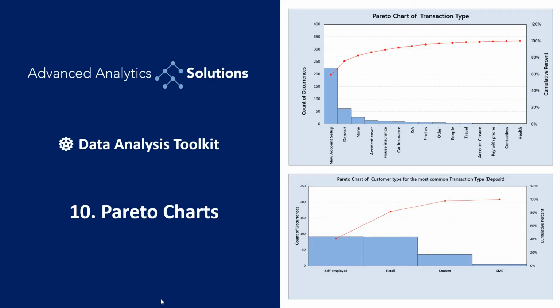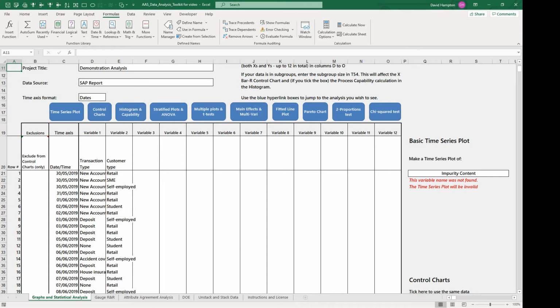We'll now take a look at the most popular tool when you have discrete data, and that's the Pareto chart. I'm using a different data set here. This one is a list of problems that have been experienced in a financial institution, and we have the date of the issue, what type of transaction it was, and which customer type it was that experienced the problem.